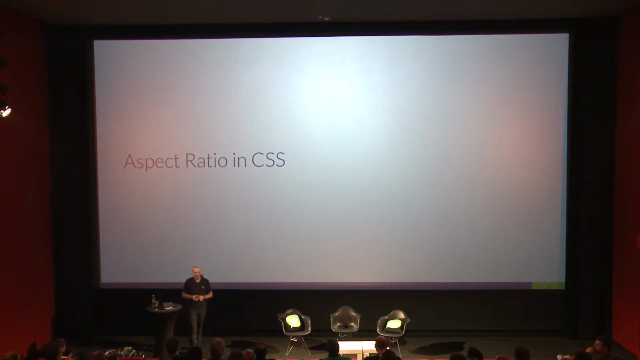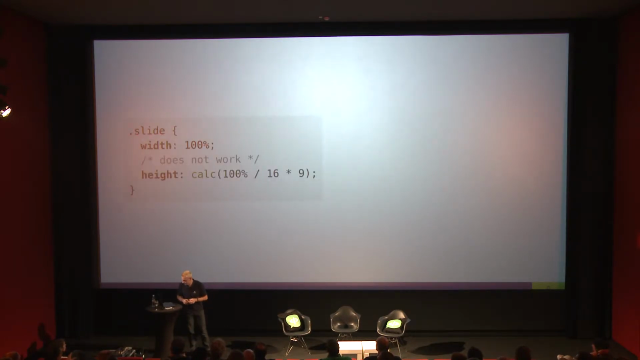Aspect ratio in CSS. Aspect ratio in CSS means I have an element with a width, and I want to have the height of the element following a certain aspect ratio. We would like to do something like this. The width of a slide is 100%, as wide as possible, and the height is 100% divided by 16 multiplied by 9 to get an aspect ratio of 16:9.